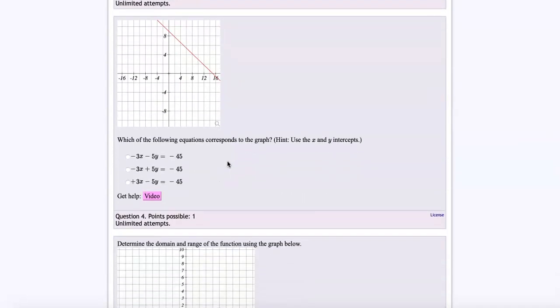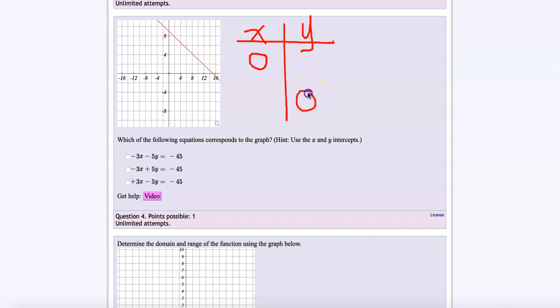Okay. Which of the following equations corresponds to the graph? Use the x and y intercepts. Okay, so back to this draw function here. If we have x and y intercepts, to find the x and y intercepts, what we do is we make ourselves a little xy table. And you plug in 0 for x, and then you plug in 0 for y, and that's going to give you your x and y intercepts.